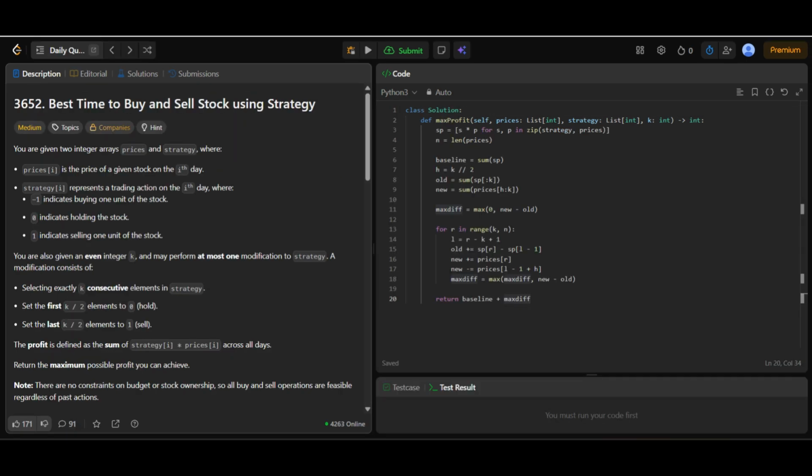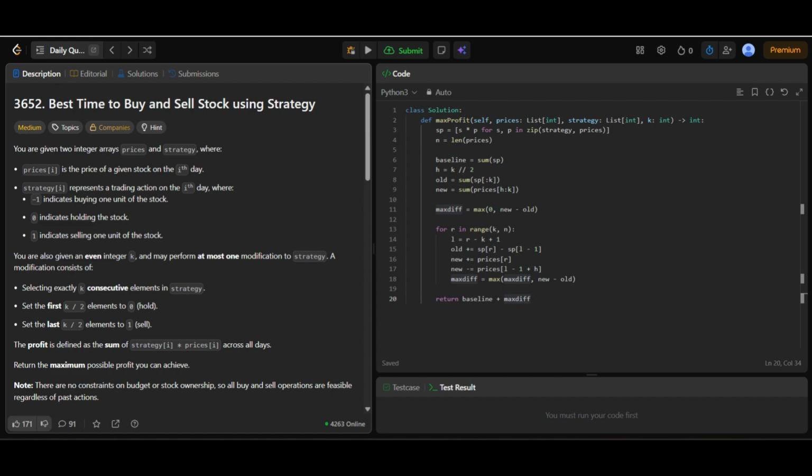Now let's break down this optimized solution and see how it efficiently finds the maximum possible profit. Step 1. Pre-compute daily profit contributions. sp equals [s * p for s, p in zip(strategy, prices)]. First, we combine the strategy and prices arrays. For each day, we multiply the trading action by the stock price. This gives us an array called sp, where each element represents the profit or loss for that specific day.